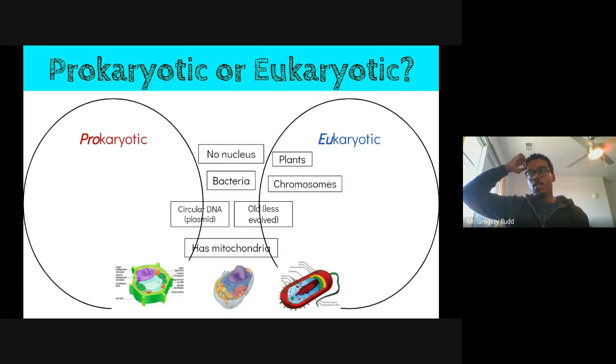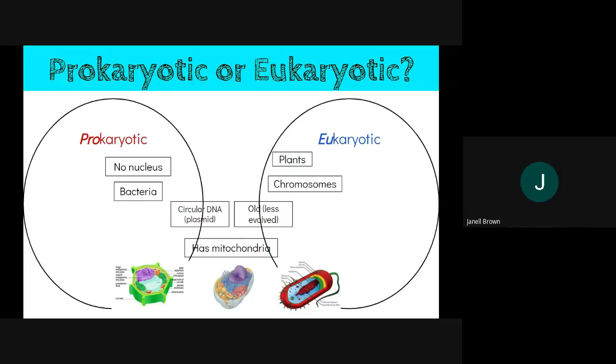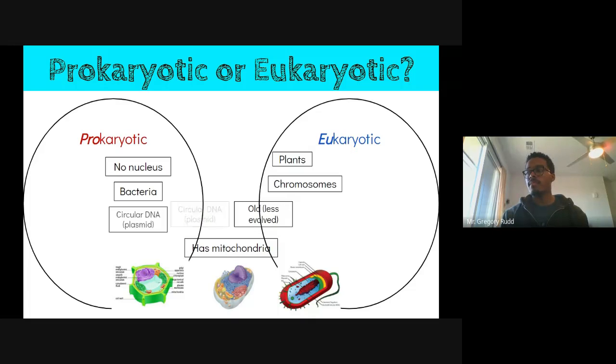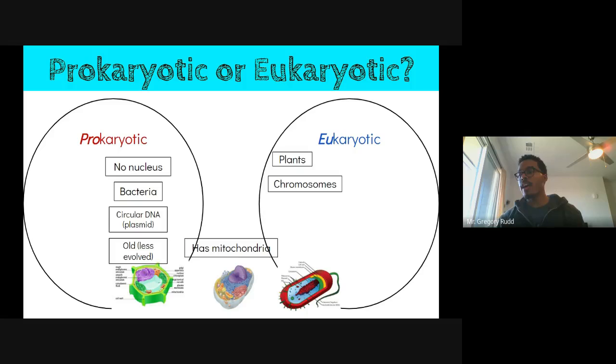Which one of these has no nucleus, prokaryotic cells or eukaryotic cells? Pro, good. Bacteria, would that be an example of a prokaryotic organism or a eukaryotic organism? Prokaryotic, good. Which one of these has circular DNA in the form of a plasmid? Prokaryotic, good. Which one of these is older, meaning it is less evolved? Prokaryotic. Again, four in a row, prokaryotic.